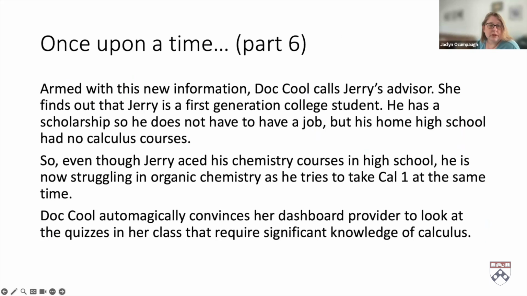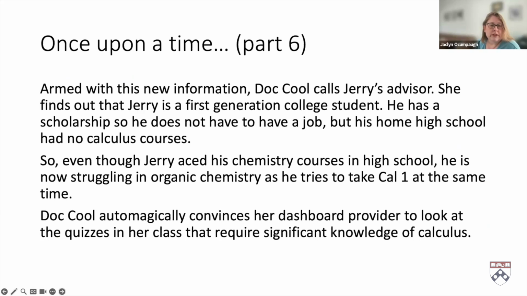Armed with this new information, Doc Cool calls Jerry's advisor. She finds out that Jerry is a first generation college student. He has a scholarship, so he doesn't have to have a job, but his home high school had no calculus courses. So even though Jerry aced his chemistry course in high school, he's now struggling in organic chemistry as he tries to take Calculus 1 at the same time.